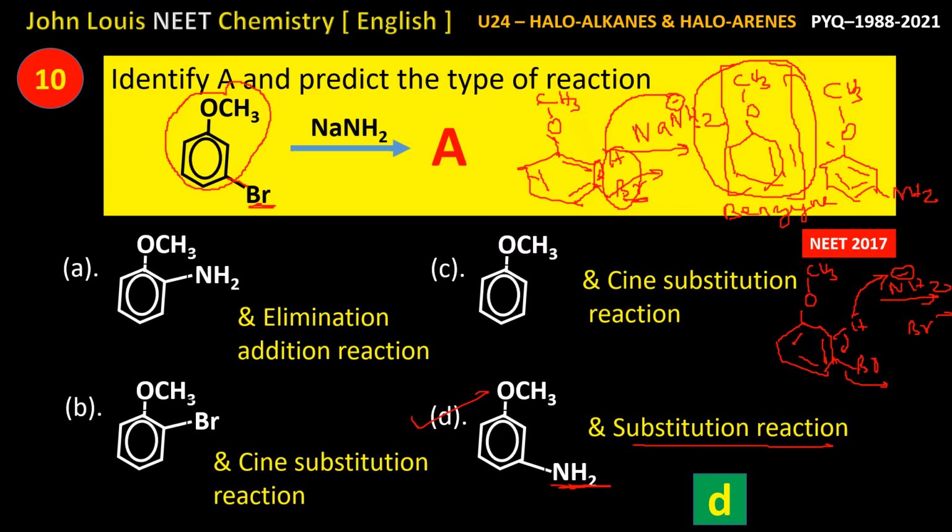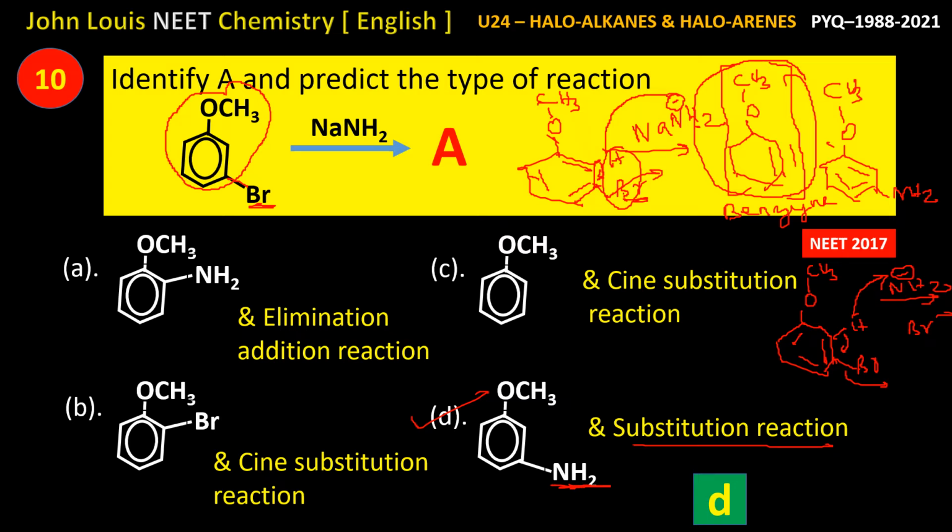Overall it is a substitution reaction, but first elimination takes place and then addition of NH2 takes place here. First elimination of bromine takes place and then addition of NH2 takes place. Therefore it is an elimination followed by addition reaction, but overall it is a substitution reaction.